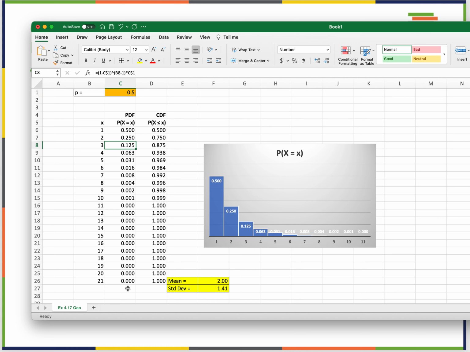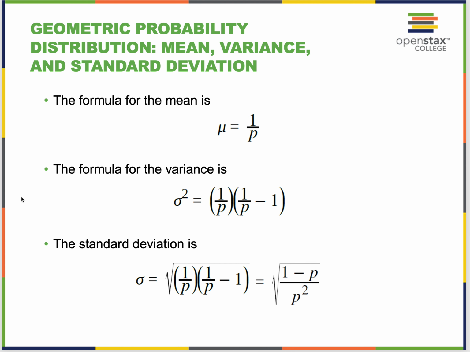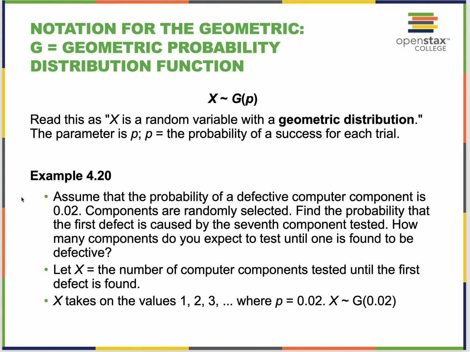It's not too crazily scientific. I mean, it's not like it's a mystery. You can almost kind of guess to see where the numbers are. But of course you have to do it. So here's one. Assume the probabilities of a defect of a computer component is 0.02. Components are randomly selected. Find the probability that the first defect is caused by the 7th component.